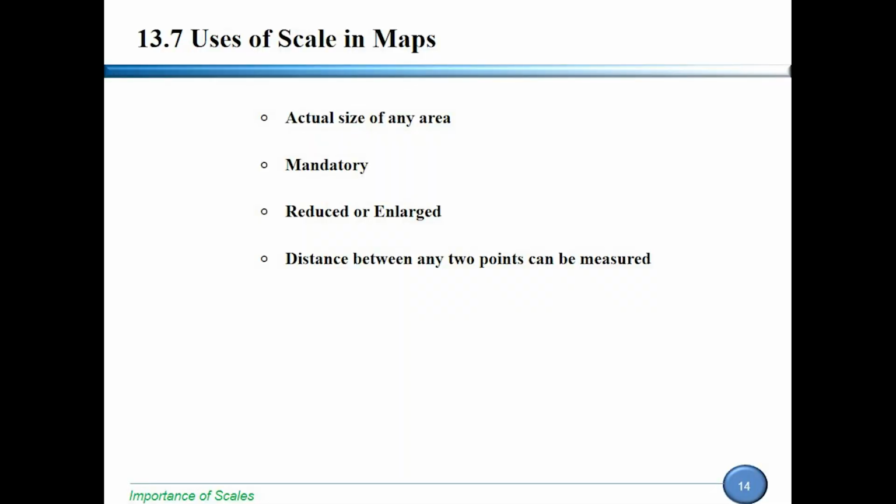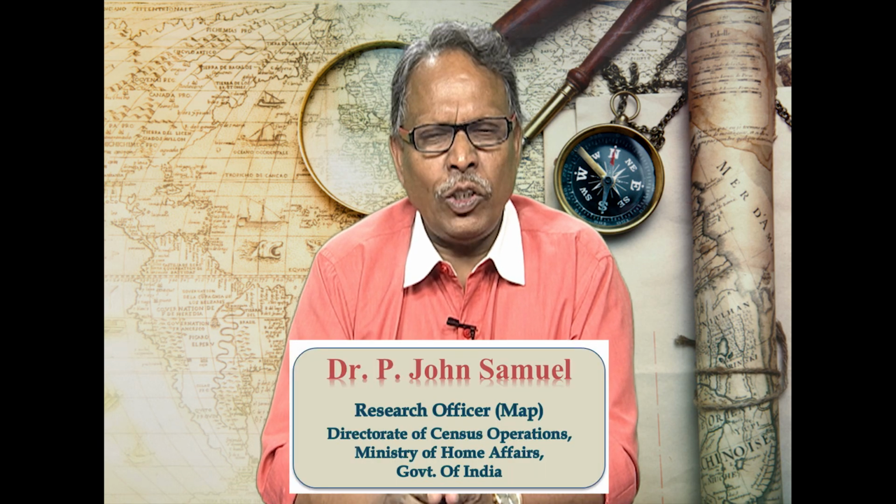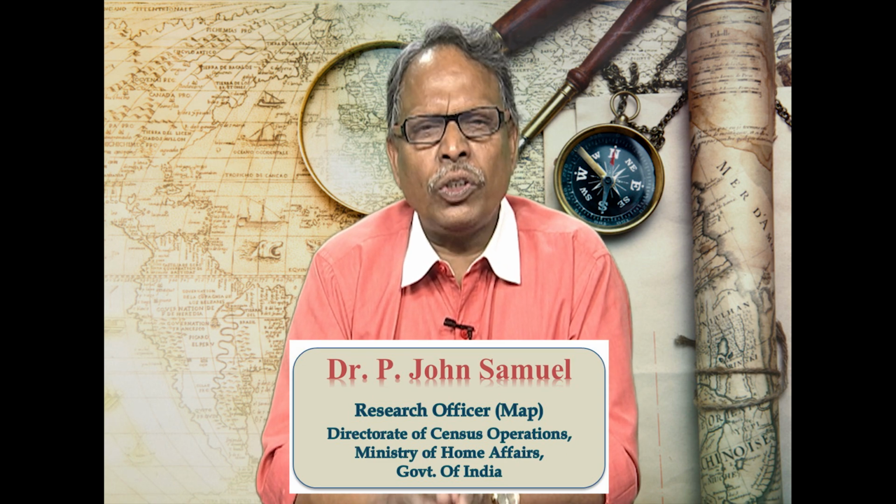So, the next part is the uses of scale in maps. The actual size of the area can be determined with the use of scale in a map, and for a map it is mandatory that the scale is present. Scale is compulsory. Without the scale, maps cannot be produced. Even if any political map is produced without the scale, it is not considered a map, it is just considered a diagram or a freehand drawing. Along with latitudes and longitudes, the scale is mandatory for a map. And for enlargement and reduction, the scale is important.